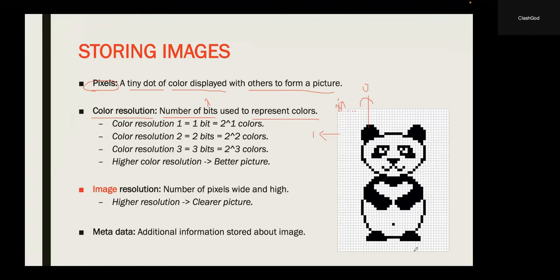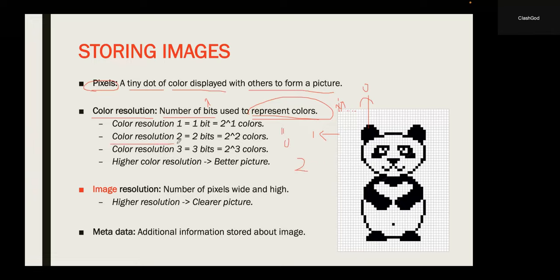Let's look at this picture here and try to figure out its color resolution. We talked about color resolution as the number of bits used to represent the colors. So first we want to find how many colors there are in this photo. Here we see white and black, so in total there are 2 colors. Next, we want to see how many binary digits we need in order to represent these 2 colors. We realize that 1 and 0 is enough to represent 2 colors, so only 1 bit is needed. So this picture has a color resolution of 1, because only one binary digit is used to represent two colors.